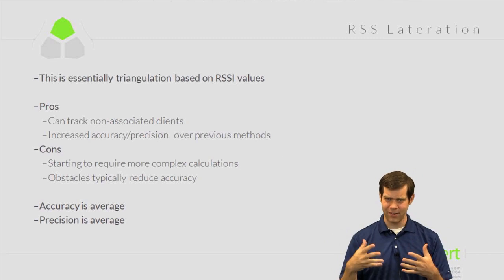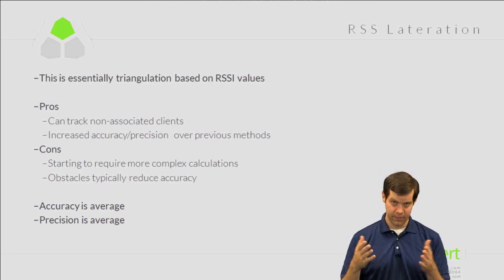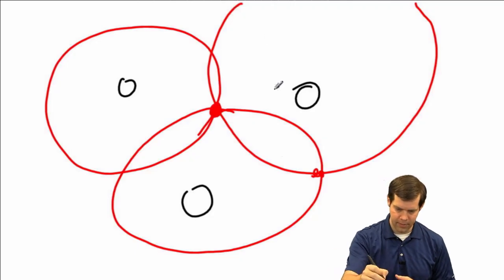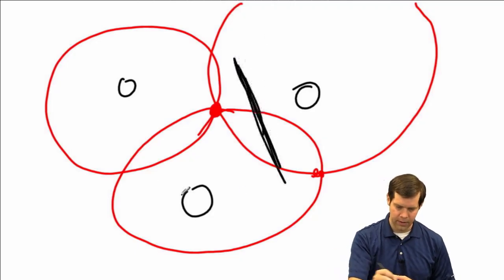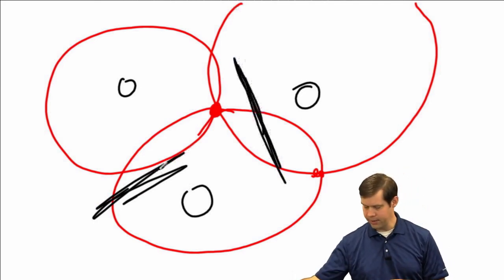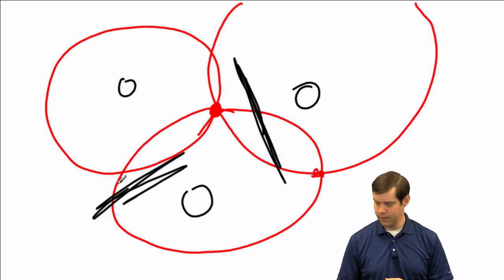So we're probably getting into something where we need an actual server to start to do these calculations with, as opposed to just doing it maybe on the controller itself. And obstacles typically reduce your accuracy here. So if there's more obstacles in between, an AP, let's say there was a big old wall here, a couple walls over here, those obstacles are going to start to reduce your accuracy because it won't necessarily take that into consideration.